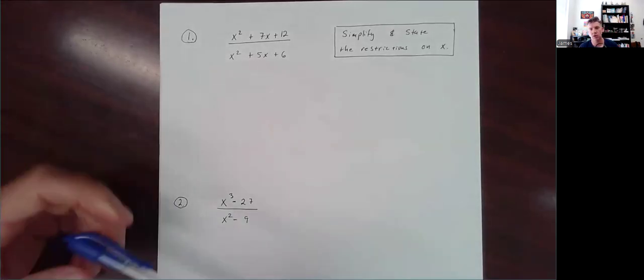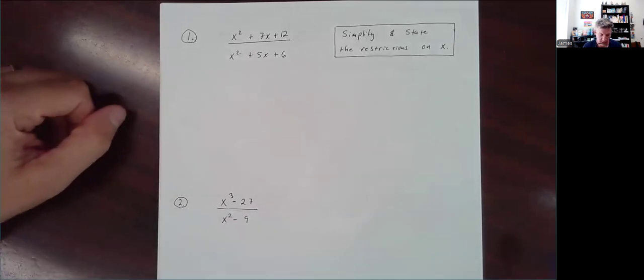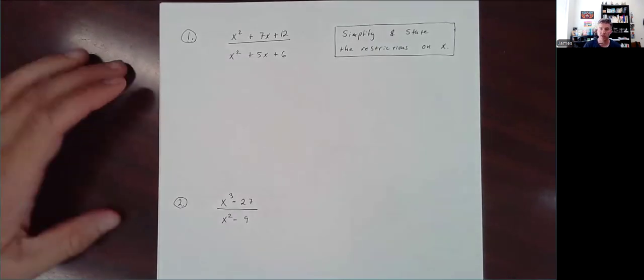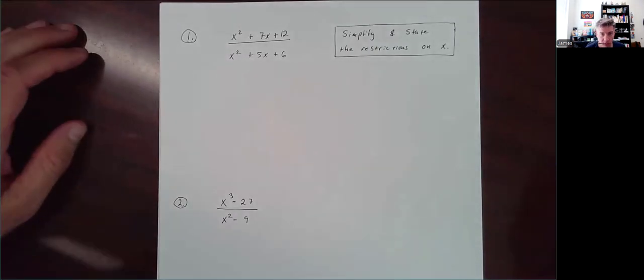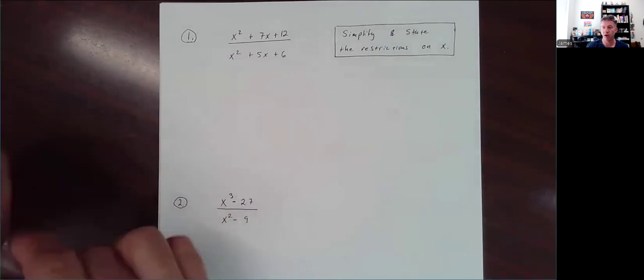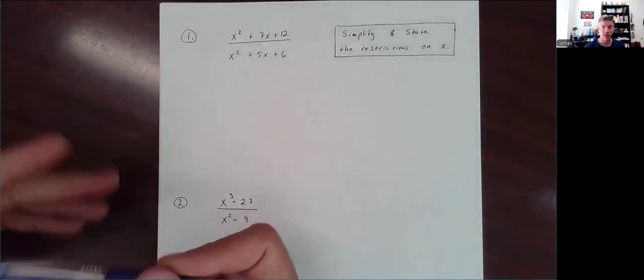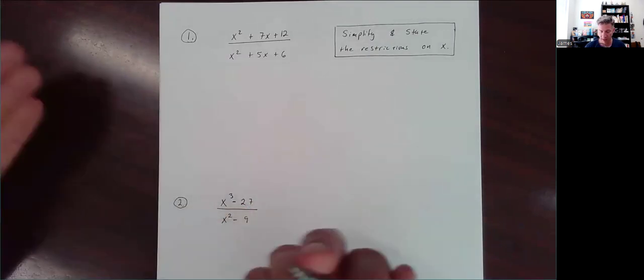Hey everybody, I just wanted to show you a few more examples of simplifying rational expressions like this, as well as there's one question on the homework that asks you to state the restrictions on the variable. So what that really means is we have to figure out what values of x, or whatever our variable is, that we need to exclude so that we don't end up dividing by zero, which is something we can't do.